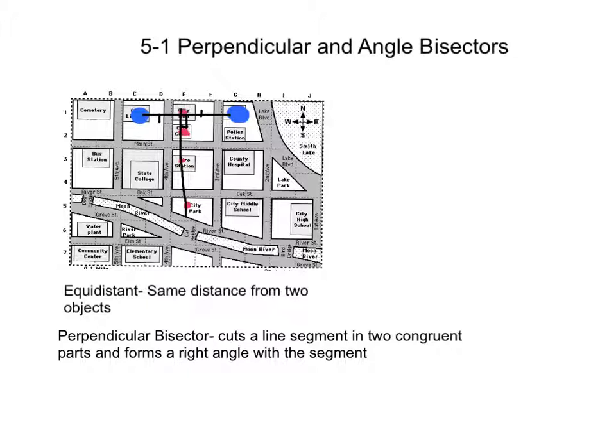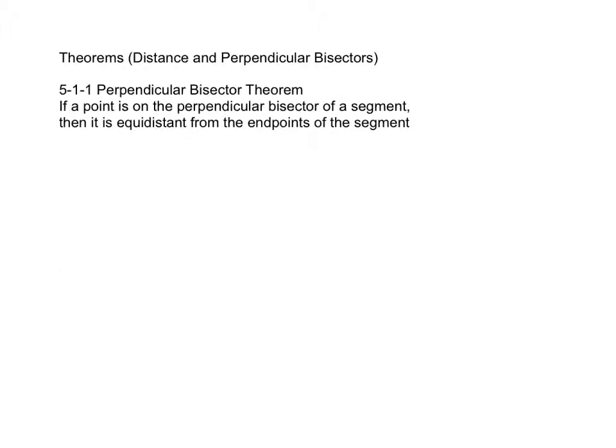And we have a few theorems that deal with perpendicular bisectors. We have two theorems that deal with perpendicular bisectors. The first of which is theorem 5-1-1, and it's called the Perpendicular Bisector Theorem. What it says is that if a point is on the perpendicular bisector, and again that's a word that we already know, of a segment, then it is equidistant from the endpoints of the segment. So what exactly does that mean? Let's draw a picture and see if we can better see what that looks like.